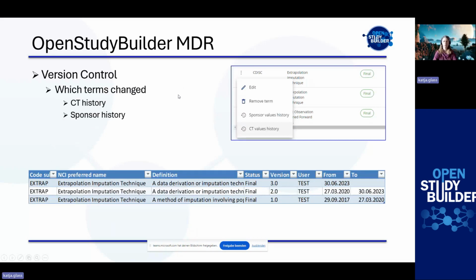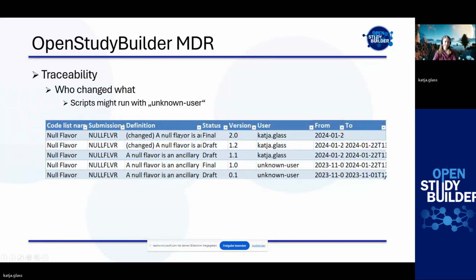For version control, you can also see what's the history, what changed when and where, and you can see the version and you can see the different definitions and who did it. In this case, it was the test user here. Traceability, who changed what. In our sandbox environment, our initial script is running with the unknown user. So this first version was created by our autoload script, and then I performed some changes. And here you can see I made the version final, and for this we switched from 1.0 to 2.0. So the traceability is also available.